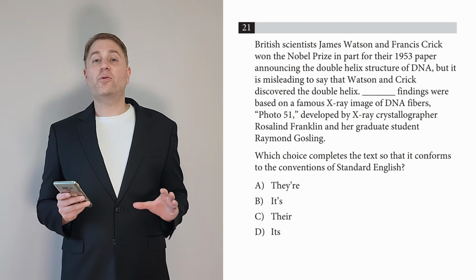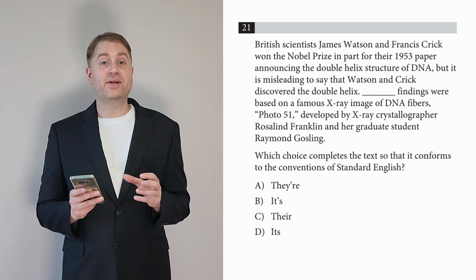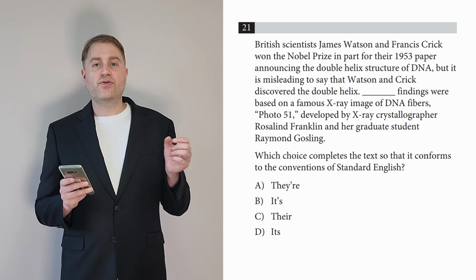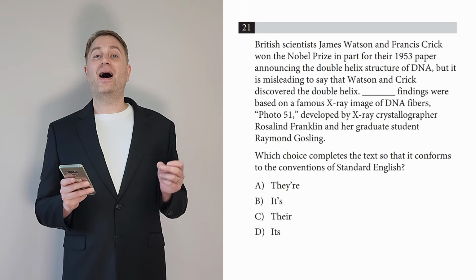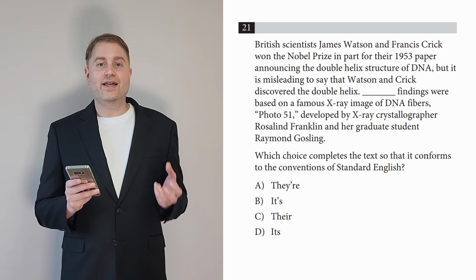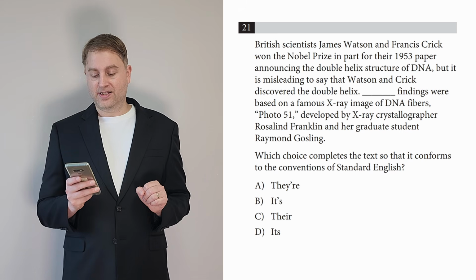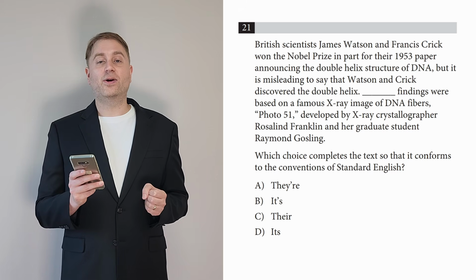And keep in mind that we never use an apostrophe for possessive pronouns. They apostrophe re is short for they are, and it apostrophe s is short for it is. If you want to use the possessive pronouns, no apostrophes. That means the answer to our question is going to be C. So let's move on to our final essential concept, dangling modifiers.